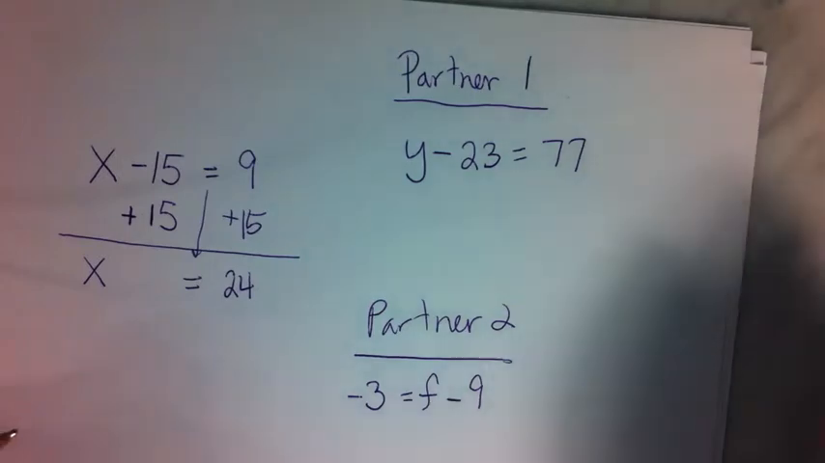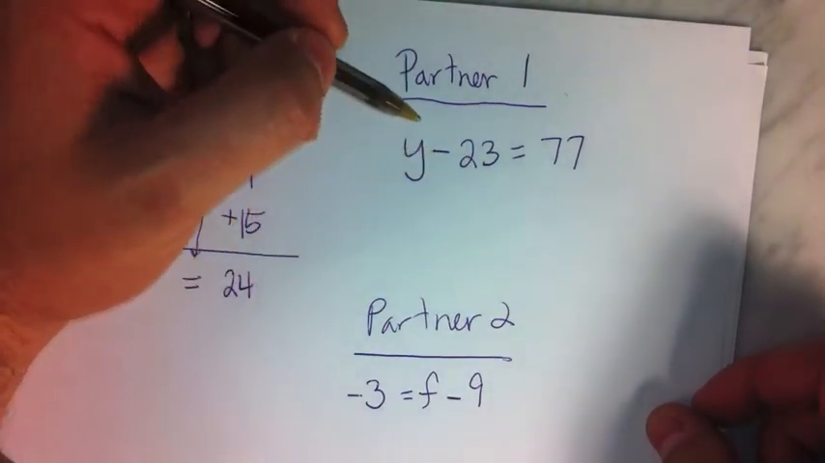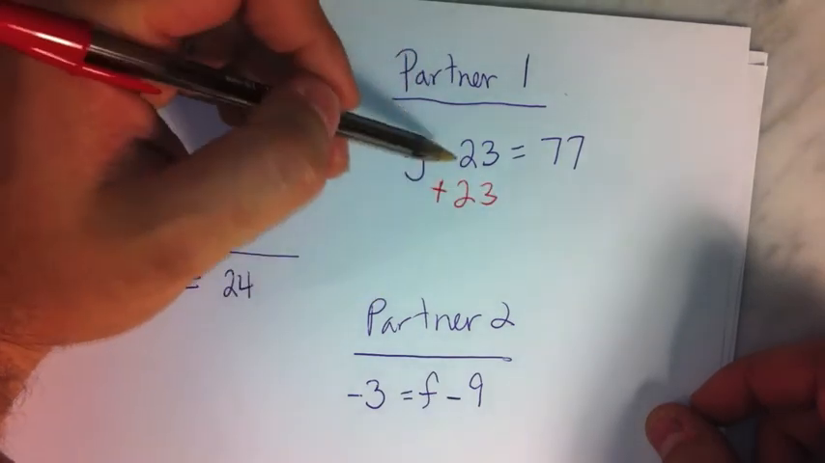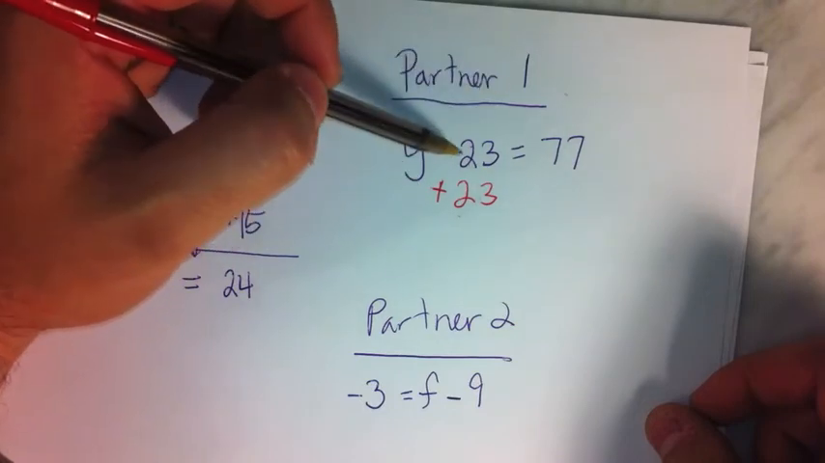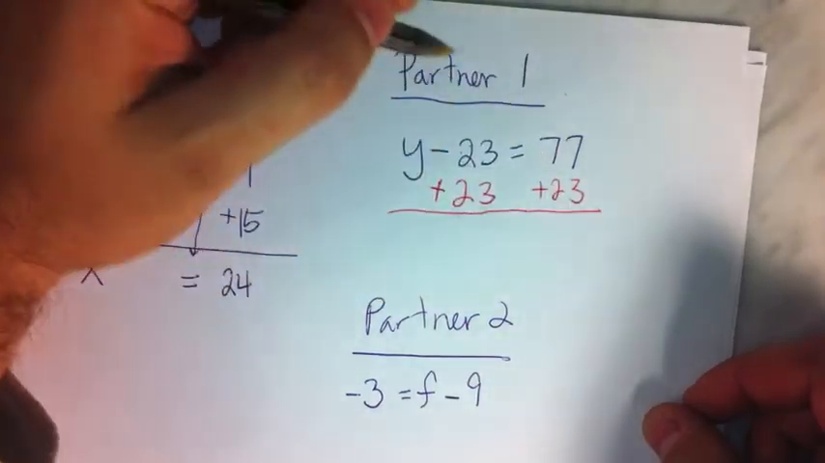Okay. You guys have had enough time now. Let's do the opposite operation. So we have y minus 23. What's the opposite operation? Addition. Okay, we're going to add 23. It's the same number here every time, you guys. We don't ever change that because we're trying to get rid of it. We're trying to make it poof. Okay, we do it to both sides. Both sides.